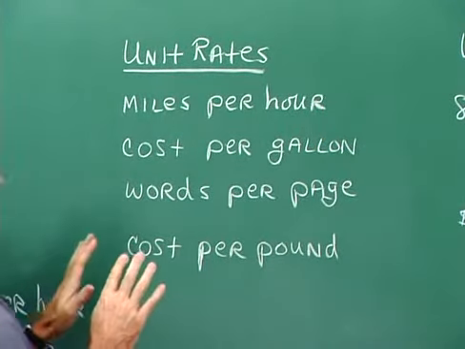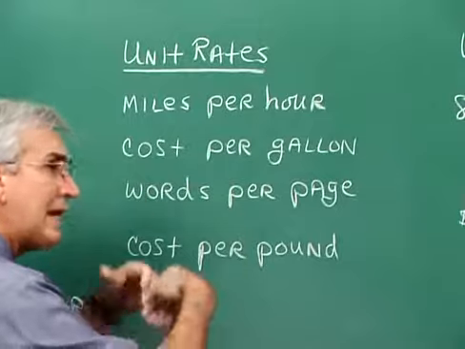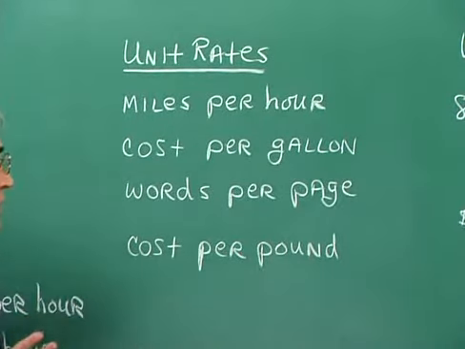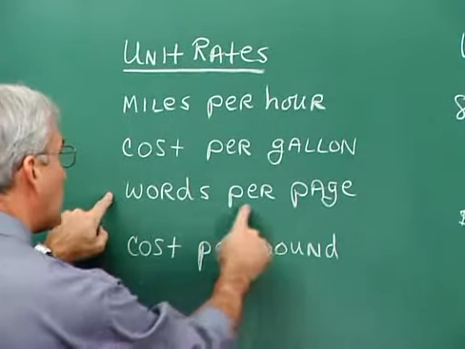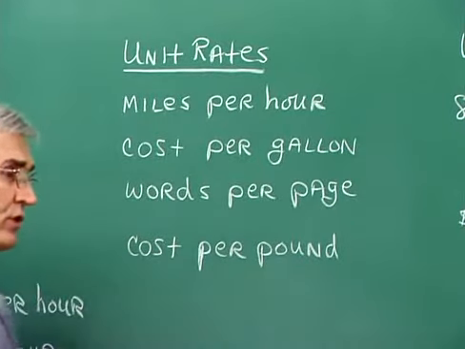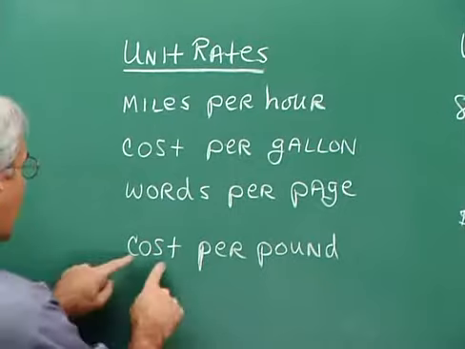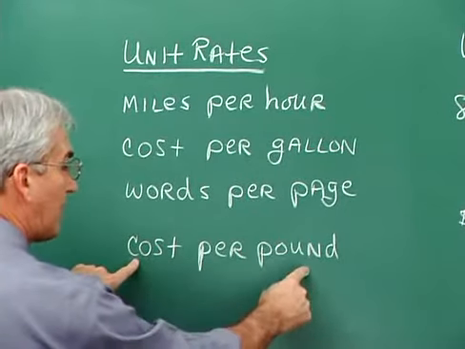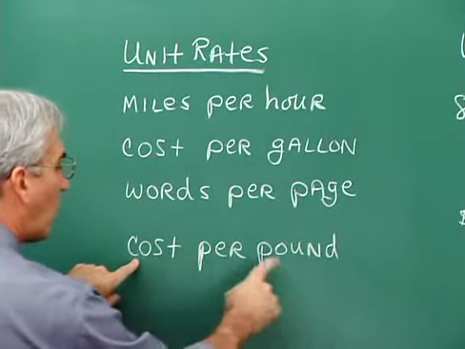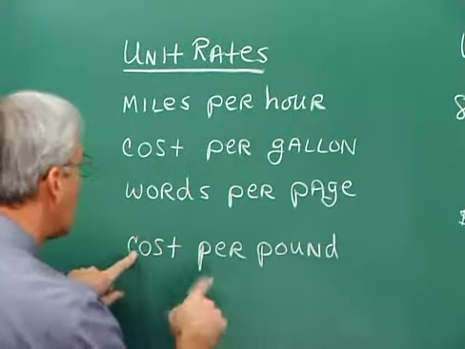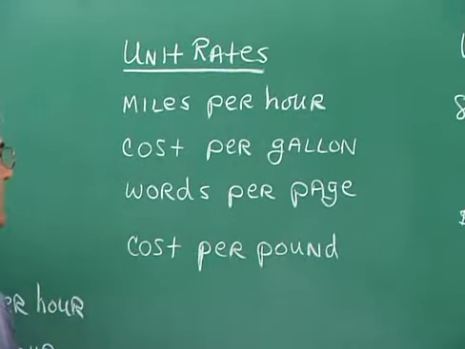We might think about the rate at which reading can occur. It's so many words on each page, so it's words per page. And if we're in a grocery store and we're comparing the cost of, let's say, steaks or something like that, it would be in terms of cost per pound. Some amount of money for 1 pound or for each pound of a particular type of steak.